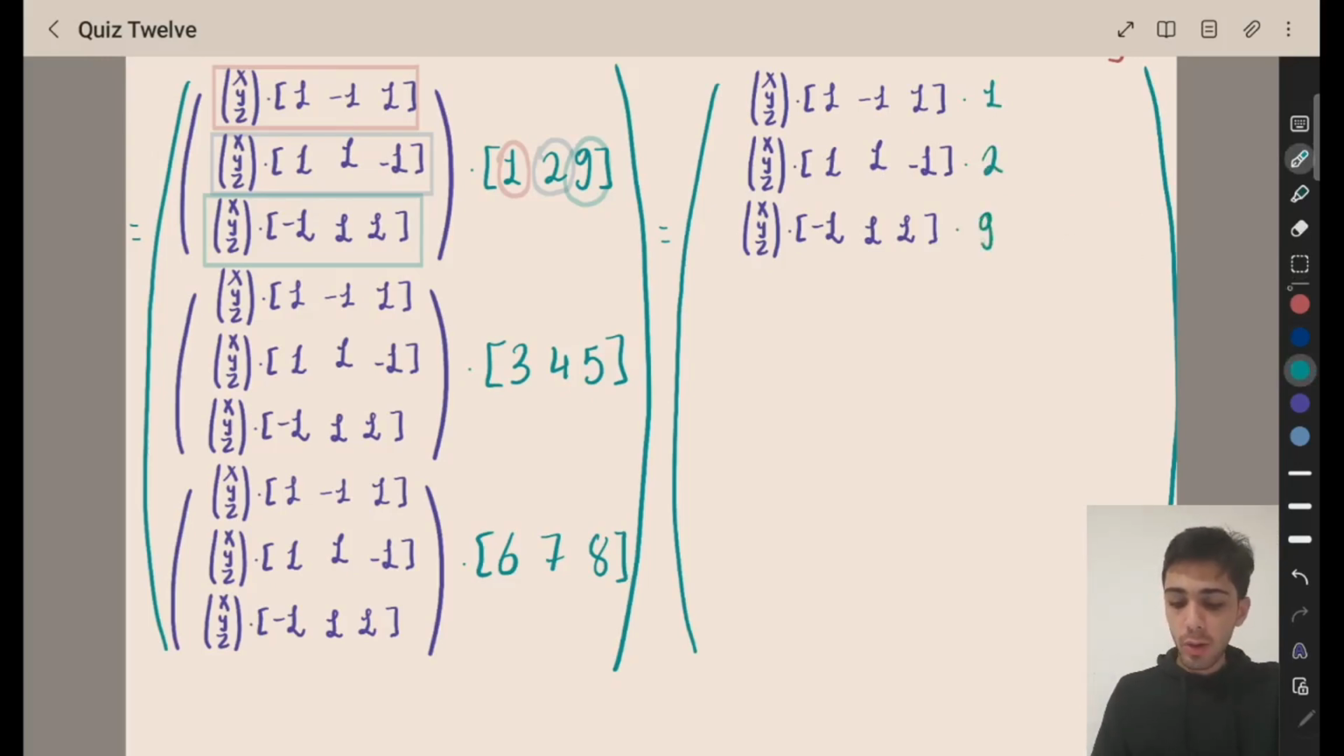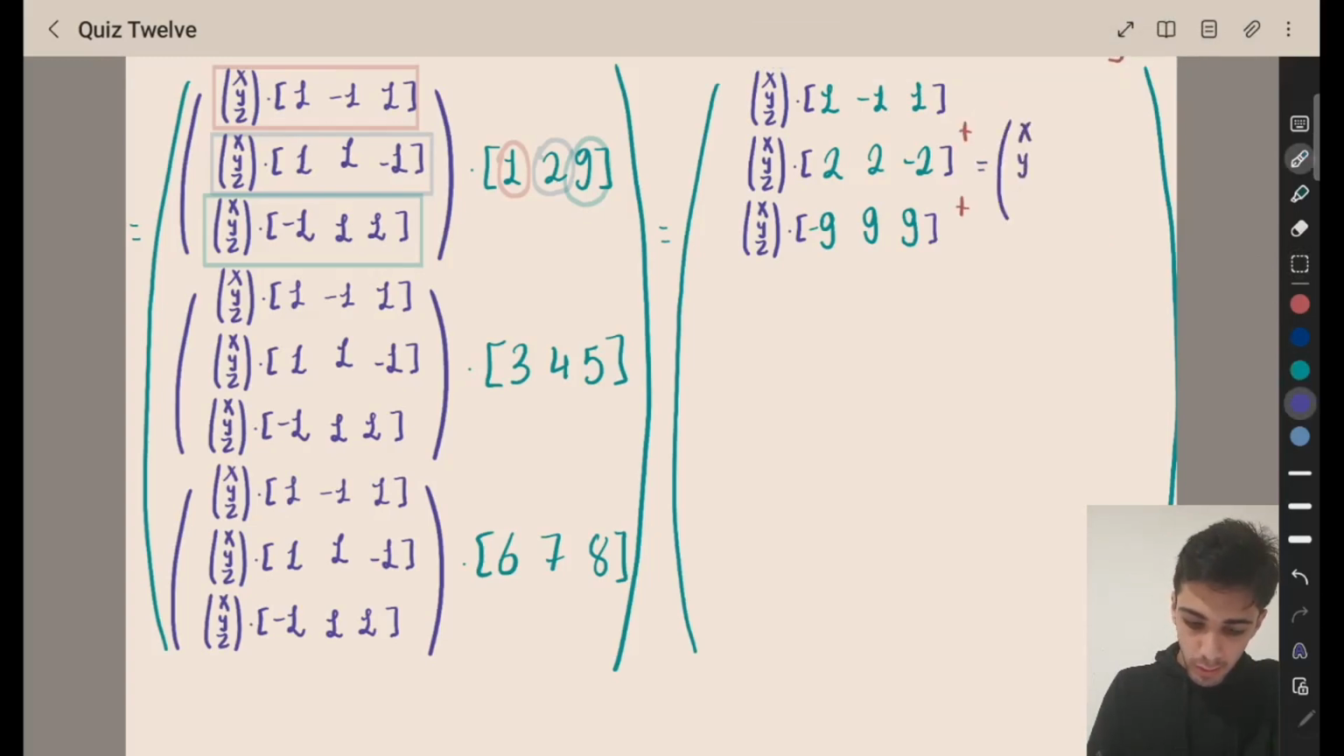And remember, with the dot product, we always add to get the final result. Now all of them have x, y, and z, so probably we shouldn't worry too much about it. And now here's where the magic happens. So I scale this by 1, it just remains as it is. I scale these by 2, so I get this by 2, and I scale this by 9. And I add all of them. Then this should give me x, y, z as it is, right?